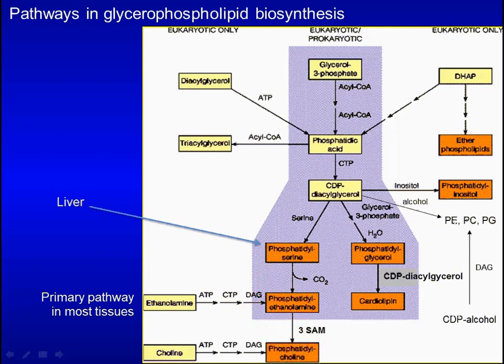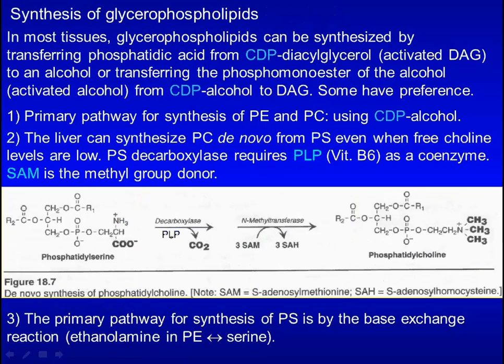The primary pathway of phosphatidylserine synthesis is through base exchange with PE. The three cases that involve synthesis of PE, PC, and PS are summarized on this slide.